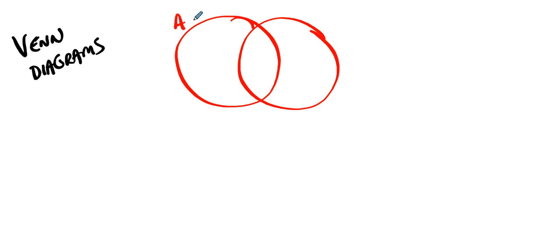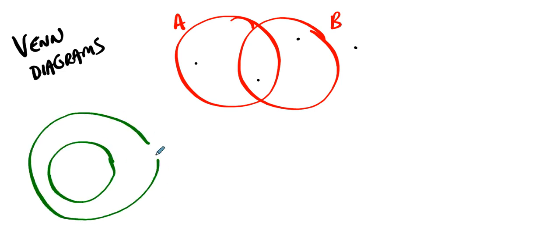So there's a set A and a set B, and there are some things that are in A but not B, and there are some things that are in B but not A, and there are some things that are in both A and B, and there are some things that are outside of both A and B. This is the familiar setup of a Venn diagram. Sometimes the Venn diagram looks like this.